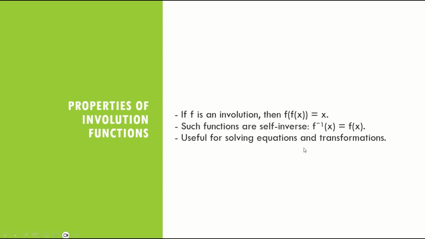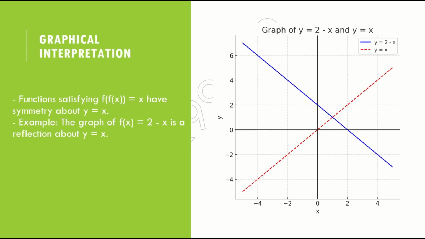This is very useful in solving equations and transformations and in cryptography. This is very useful actually. Okay, so remember that if it is an involution function, then f inverse of x equal to f of x. And how does the graph look? Normally the involution function graph is symmetric about y equal to x. If you see here, this red dotted line is y equal to x, and the involution function comes like this. This is an example of y equal to 2 minus x. It's symmetric about y equal to x.